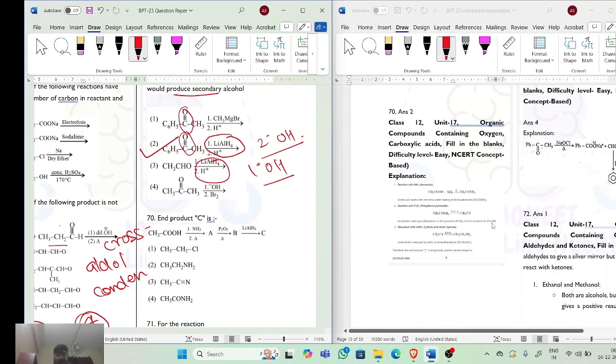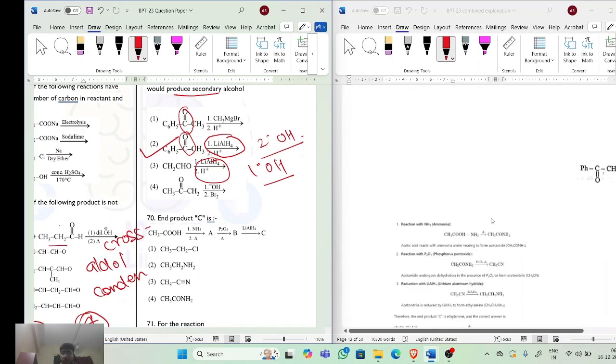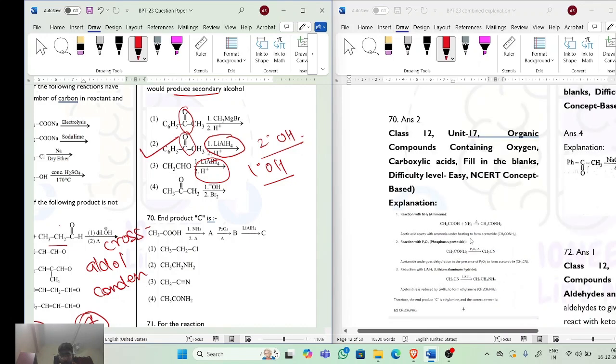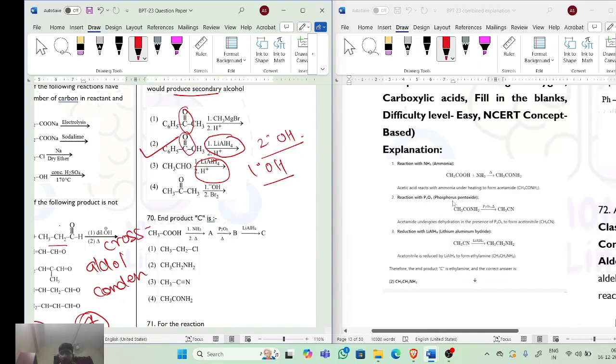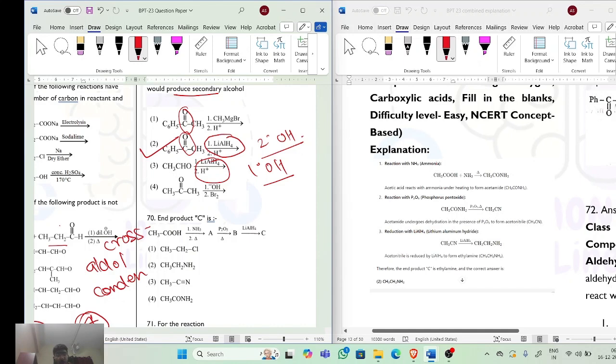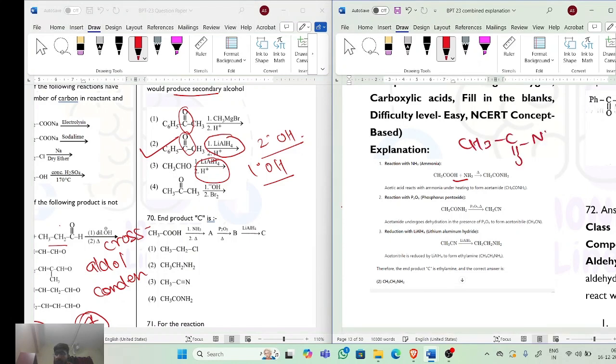Now question number 70. We have CH3COOH, ethanoic acid. First we are reacting with NH3 and heat. Ethanoic acid, in presence of NH3 and heat, will form CH3, C double bond O, and then NH2. Then we have P2O5 and then heat.